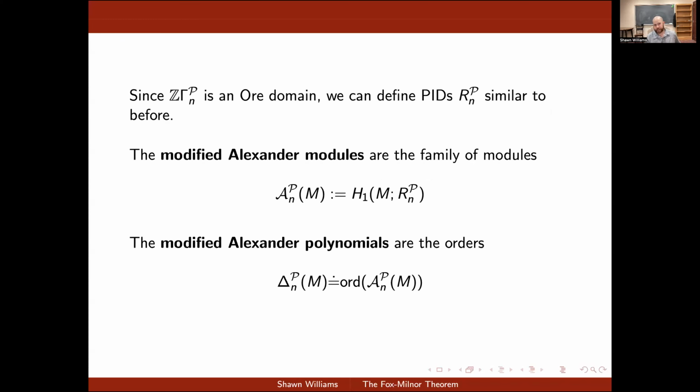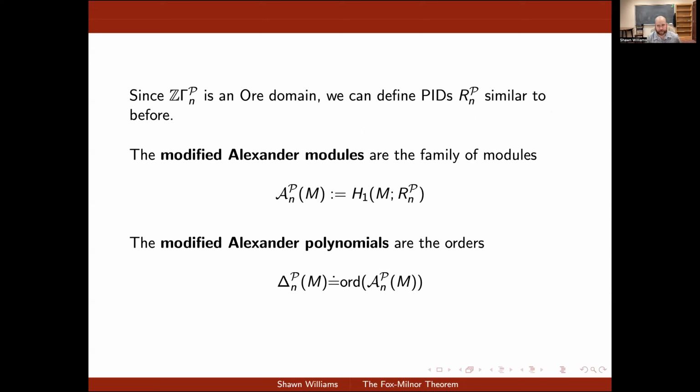So again, Z Gamma n P is an Ore domain, and we have this surjection onto Z, so that allows us to find these PIDs, similar to how we did in the case of the higher order modules. And this allows us to define the modified Alexander modules to be the twisted homology modules with these modified coefficient rings. And the modified Alexander polynomial will just be the order of the modified modules.